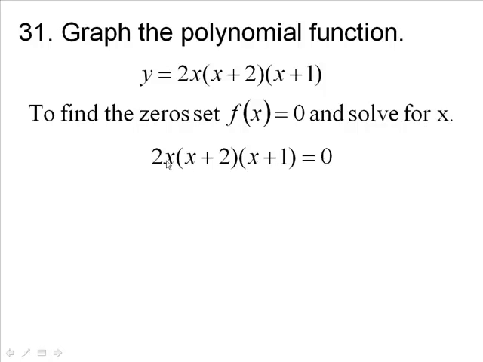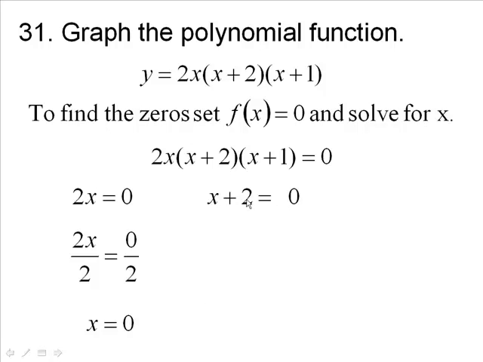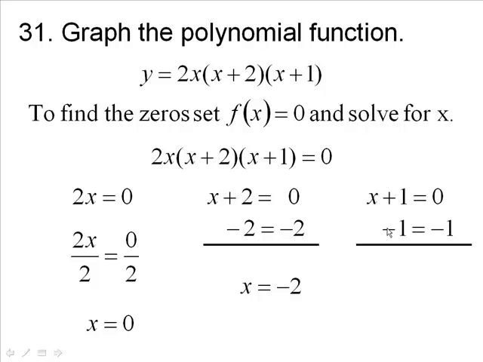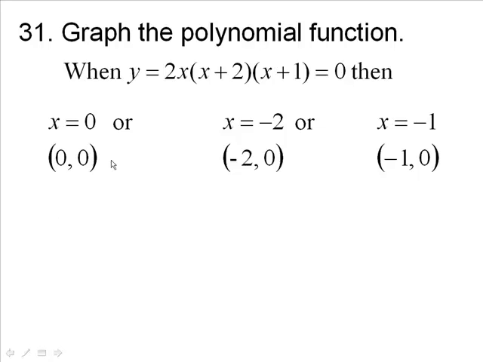Anyway, when we split this thing up, we're going to have 2x is 0, and we divide by 2 and get x is 0. Or this middle one is going to be 0, in which case we subtract 2 and get x is negative 2. Or the third one. One of these three has to be 0, see? Either this is 0, or this is 0, in which case we subtract 1, we get x is negative 1. So when y is 0, either x is 0, or x is negative 2, or x is negative 1. So there's my 3 zeros.